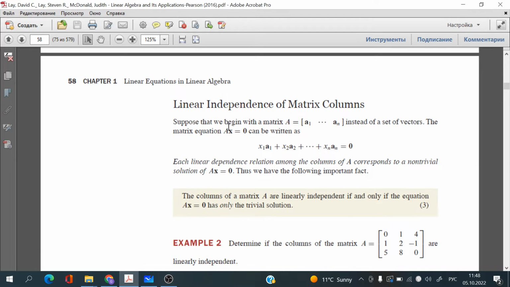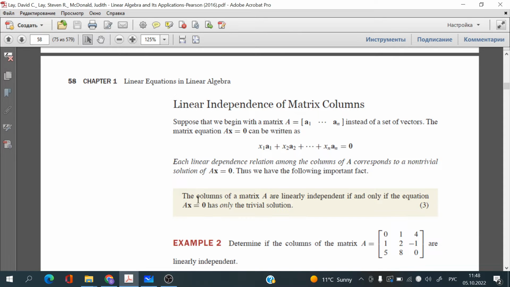Suppose that we begin with a matrix A equals [a1, a2, ..., an] instead of a set of vectors. The matrix equation A times x equals 0 can be written as a linear combination: x1 a1 plus x2 a2, and so on, plus xn an equals 0. Each linear dependence relation among the columns of A corresponds to a non-trivial solution of A times x equals 0. Thus, we have the following important fact.